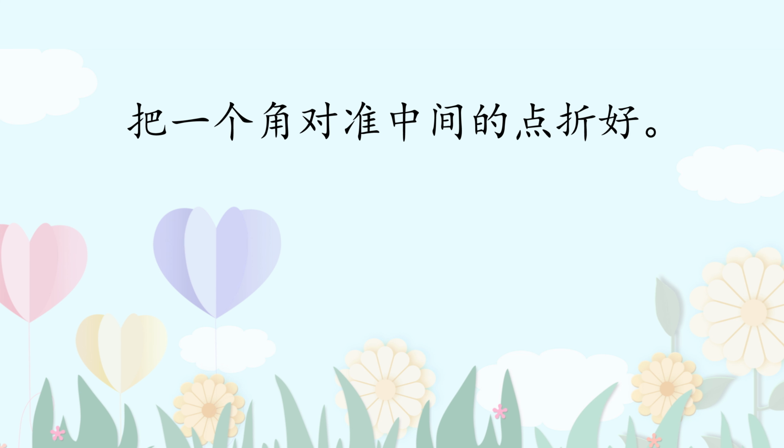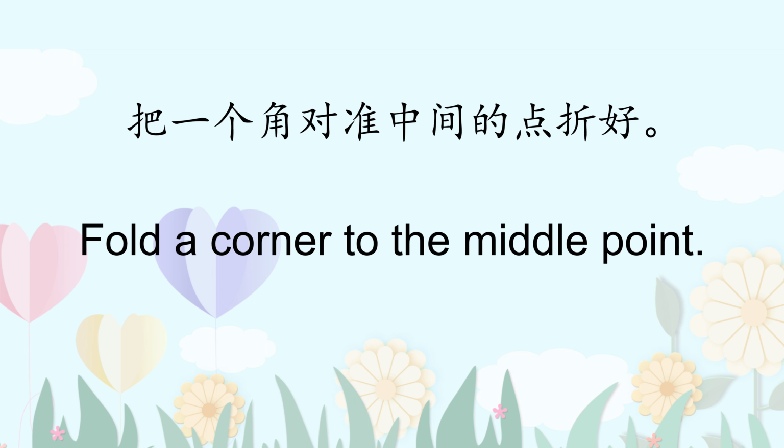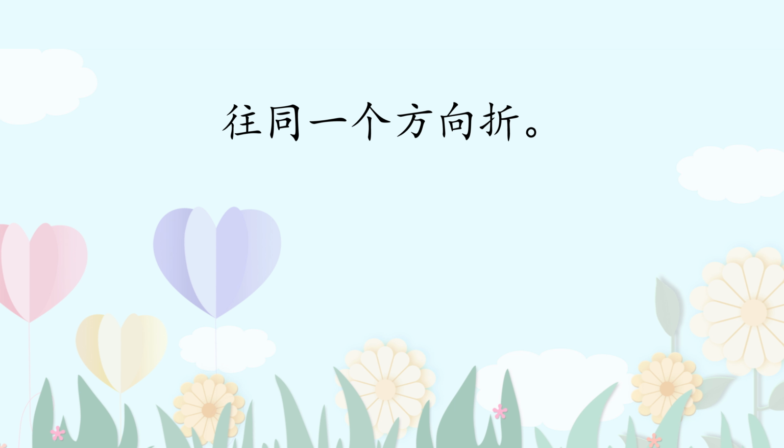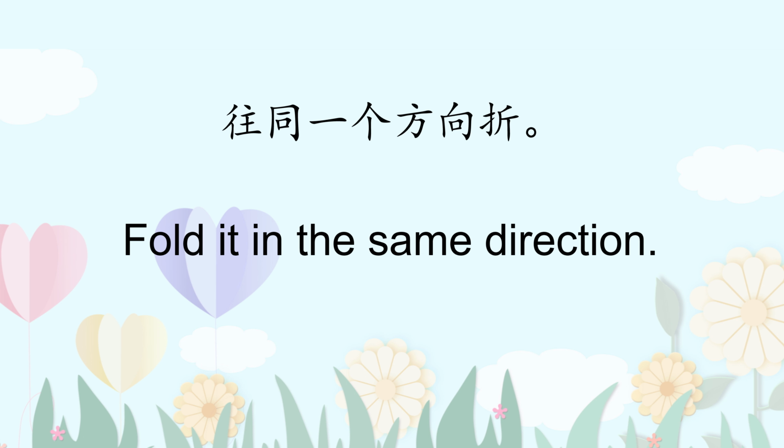把一个角对准中间的点折好 Fold a corner to the middle point. 往同一个方向折 Fold it in the same direction.